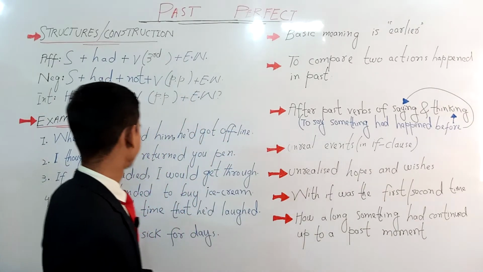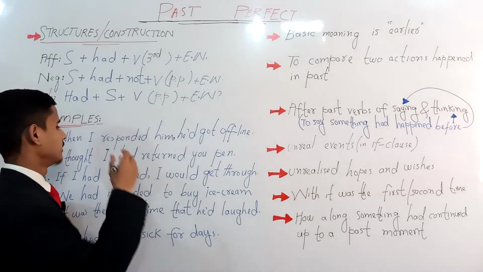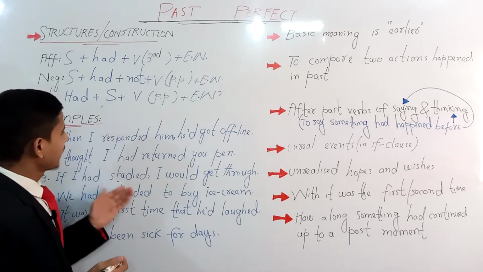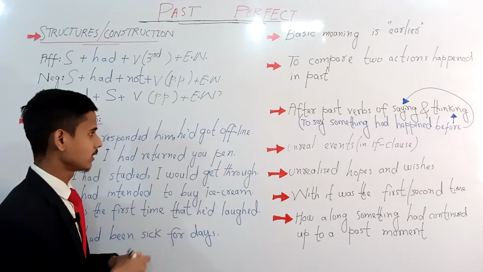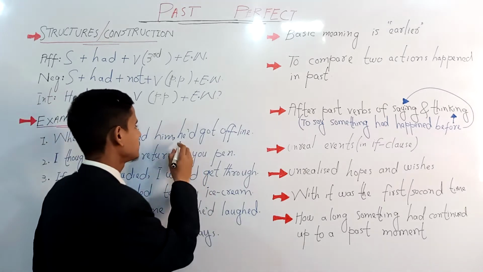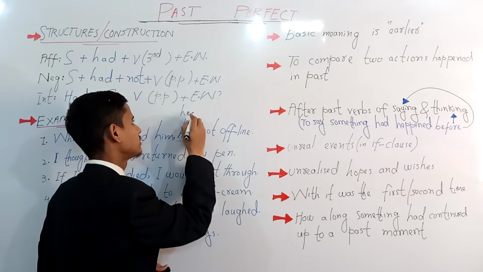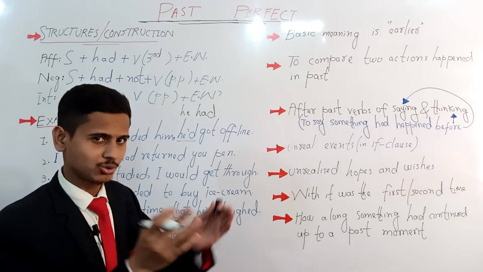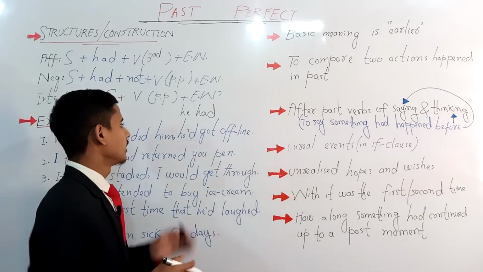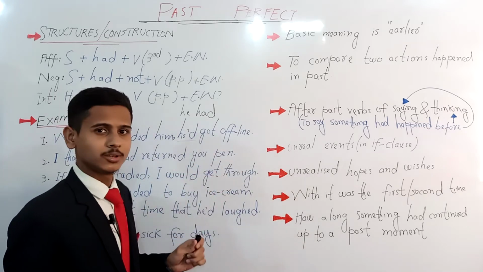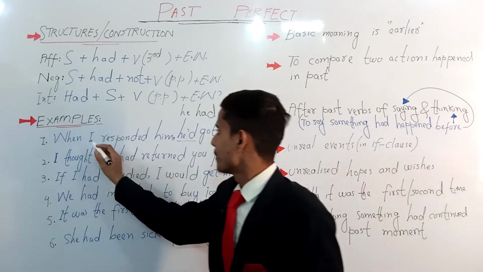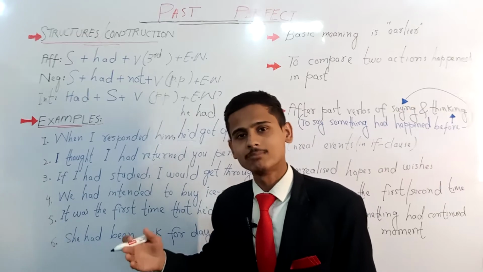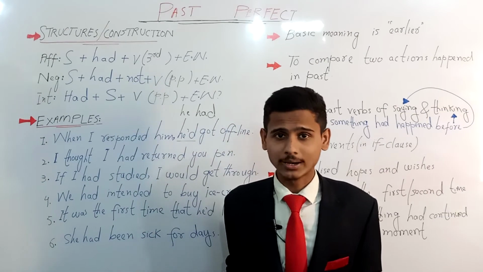The first one is: When I responded to him, he'd got offline. This is the contraction of he had, right? He had. This is how he and had are contracted in formal language. He had got offline. It means before I responded to him, he had become offline. He was not online, right?